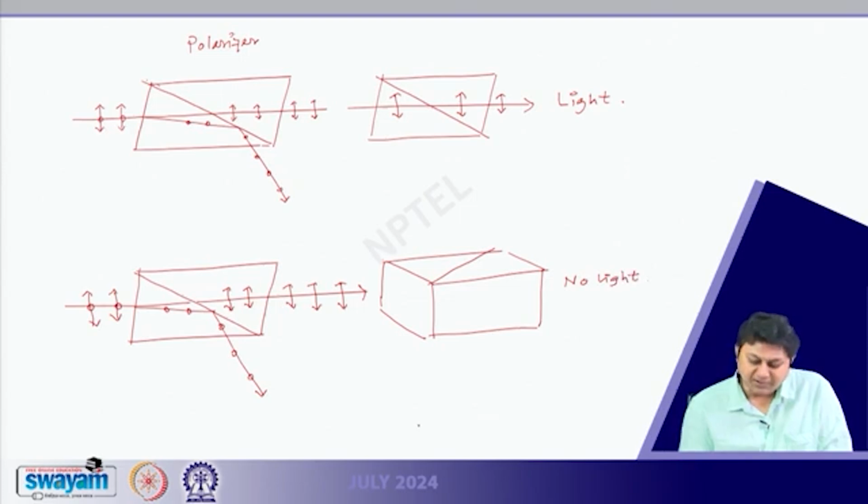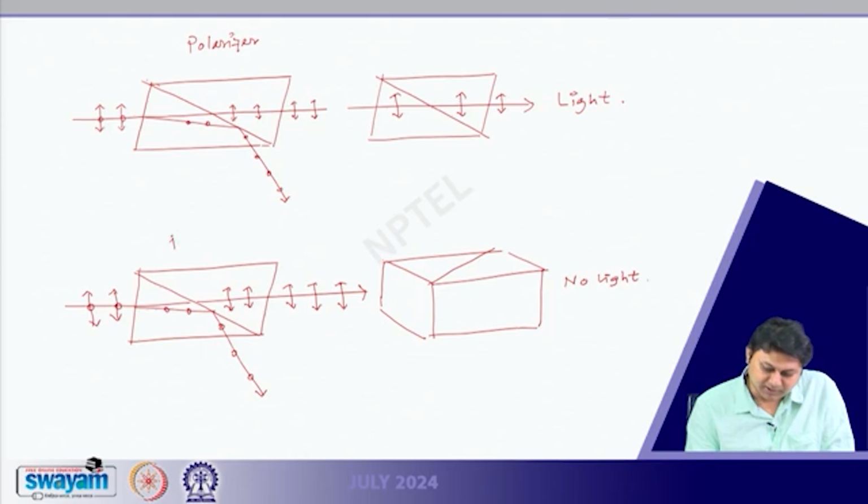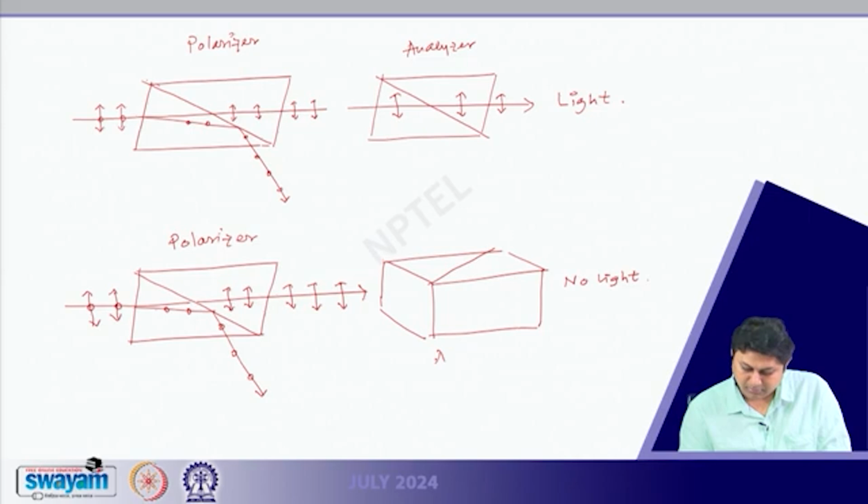So with this simple arrangement, again this is a polarizer which polarizes the light, but the nickel prism behaves here like an analyzer, which analyzes the light. In this case we can have light, but if I rotate these things, I don't have any light.